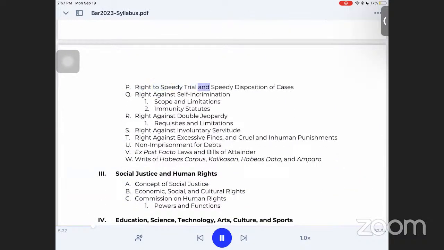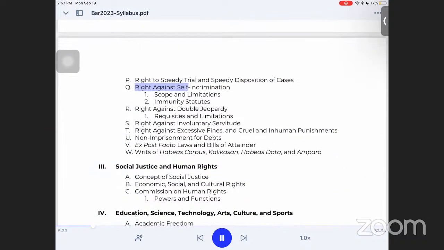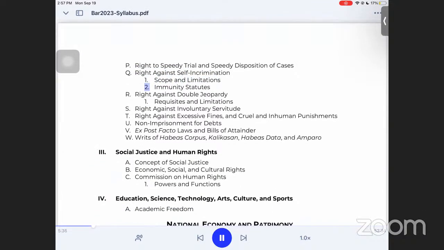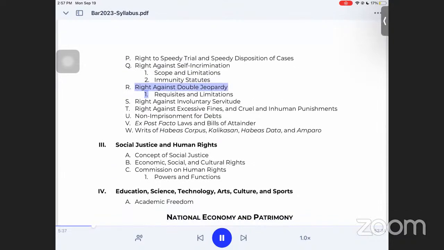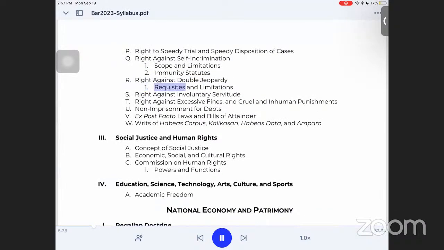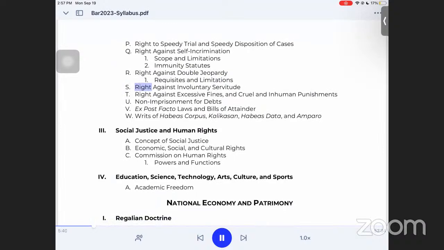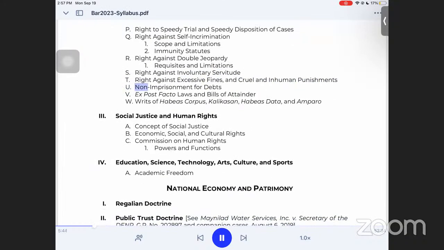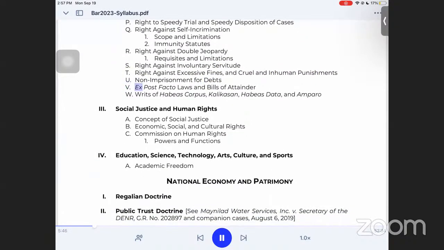P. Right to speedy trial and speedy disposition of cases. Q. Right against self-incrimination. 1. Scope and limitations. 2. Immunity statutes. R. Right against double jeopardy. 1. Requisites and limitations. S. Right against involuntary servitude. T. Right against excessive fines, and cruel and inhuman punishments. U. Non-imprisonment for debts. V. Ex post facto laws and bills of attainder.